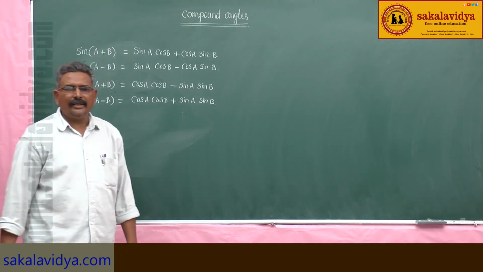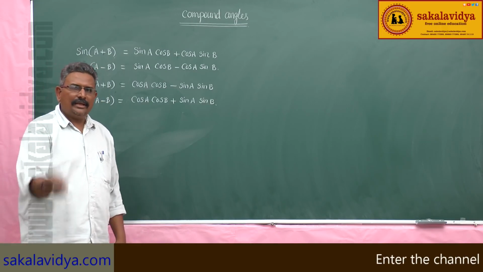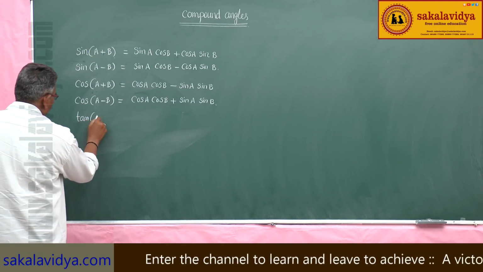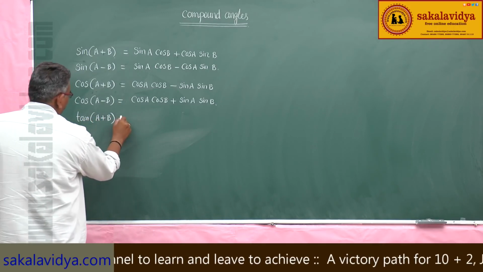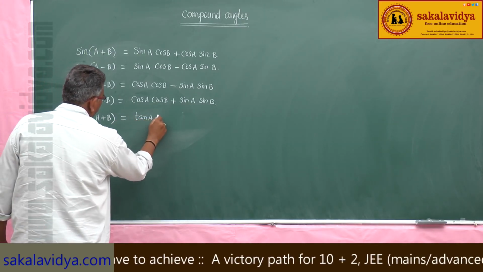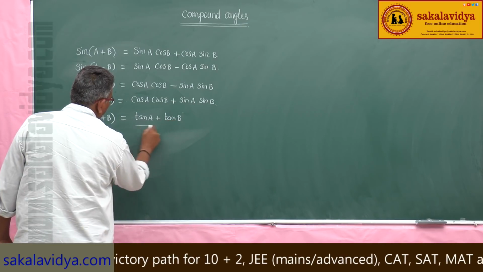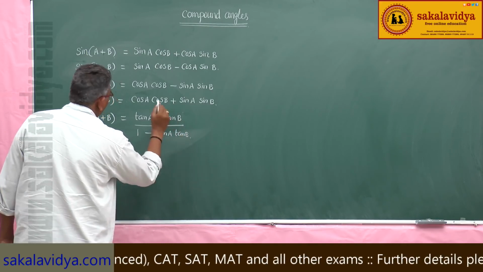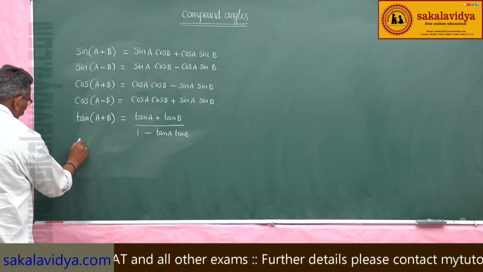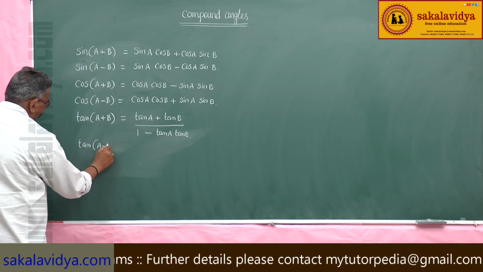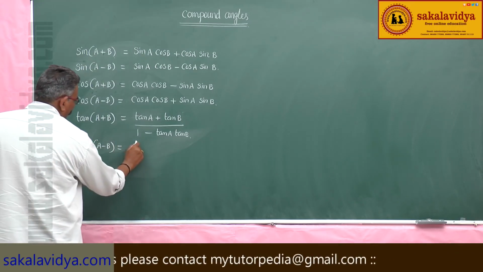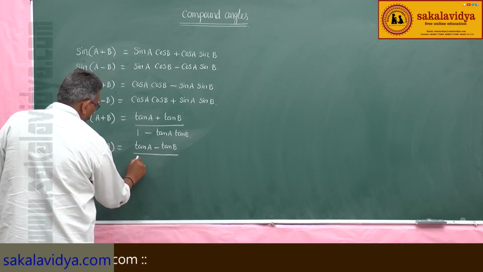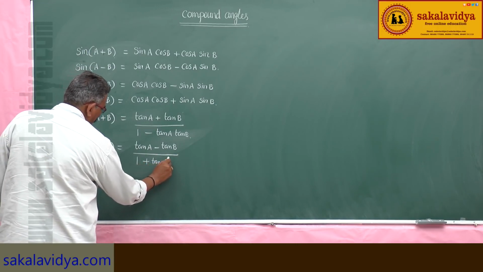Similarly, can we define tan of A plus B? Yes, we can define tan of A plus B also. Tan of A plus B equals tan A plus tan B by 1 minus tan A tan B. So, now tan of A minus B is equal to tan A minus tan B by 1 plus tan A tan B.